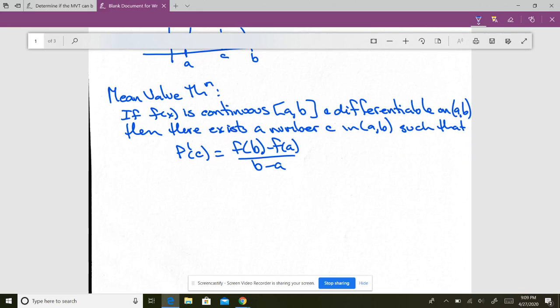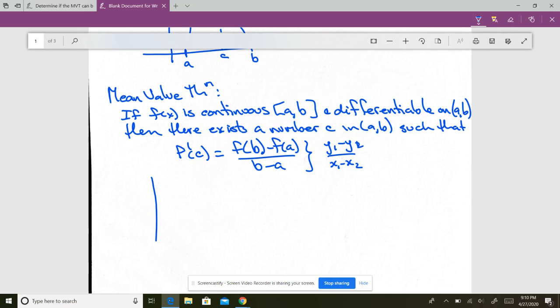And if this formula looks familiar, this bit right here is basically y2 minus y1 over x2 minus x1, your grade 10 slope formula. Basically it says that as long as you are continuous and differentiable, there will be a number c on your interval where the derivative at that number, i.e. the slope, will equal the slope between the two endpoints.